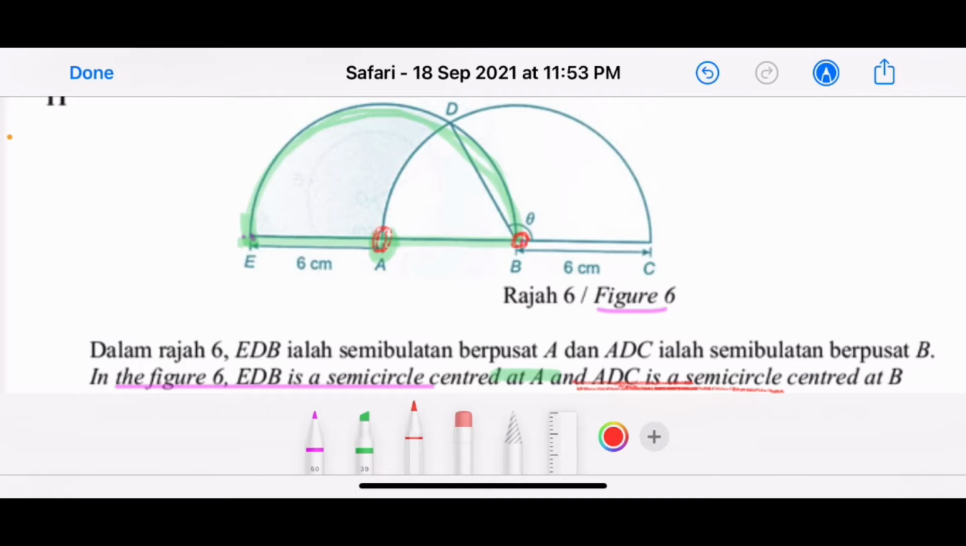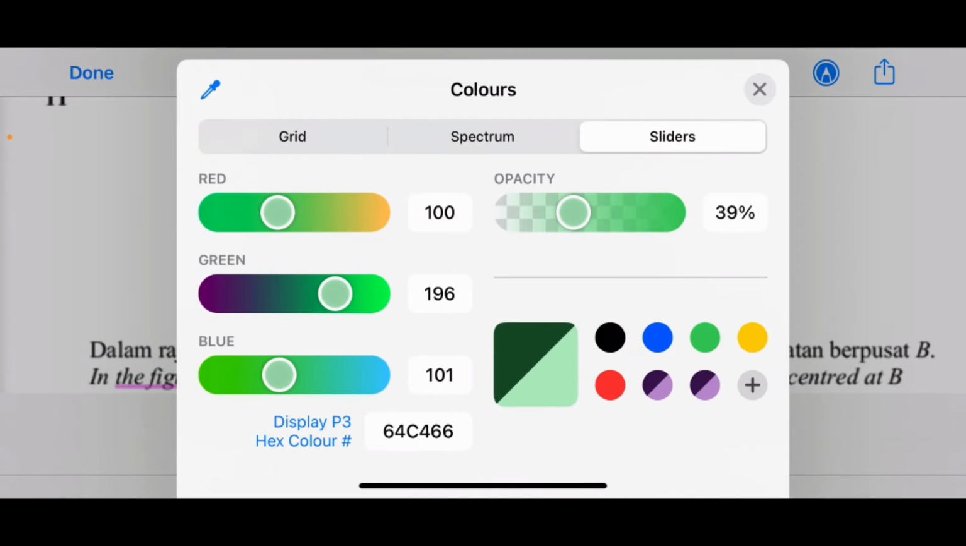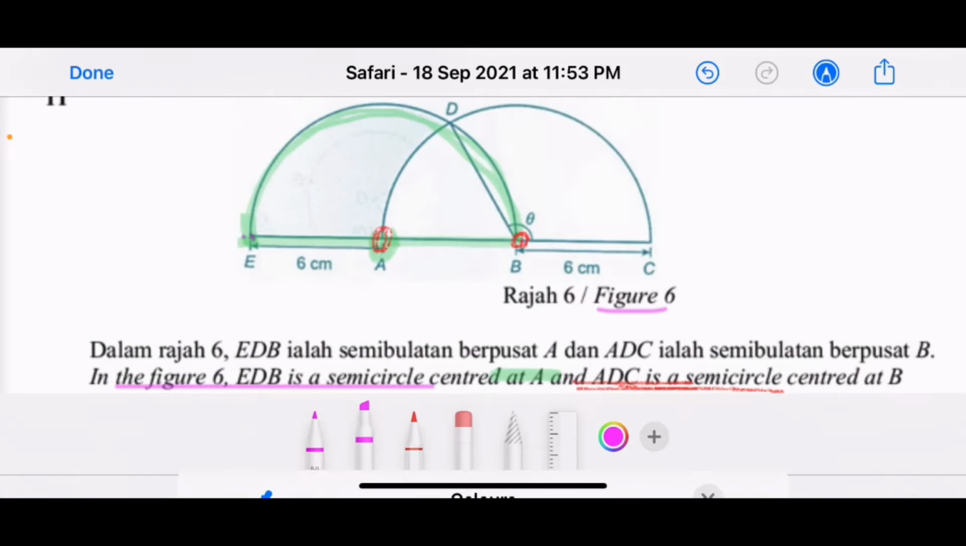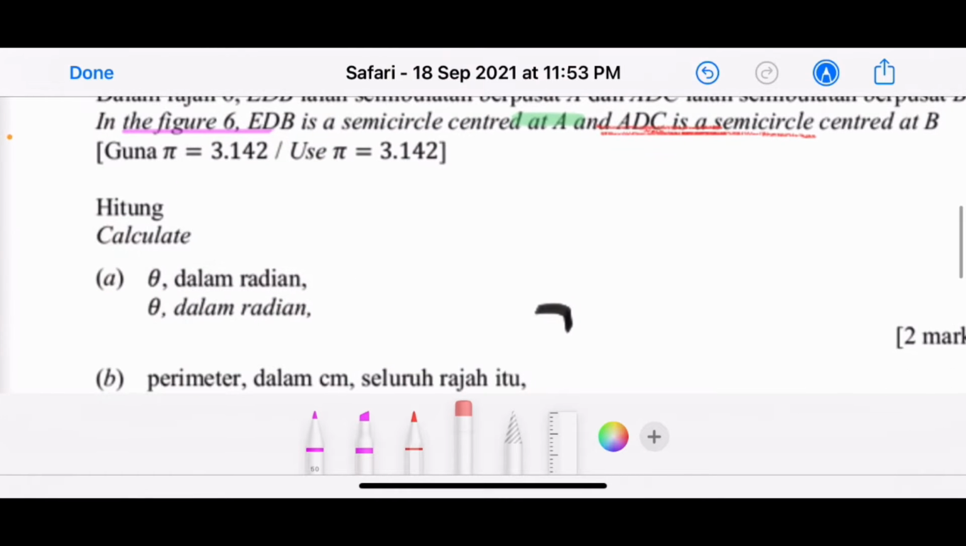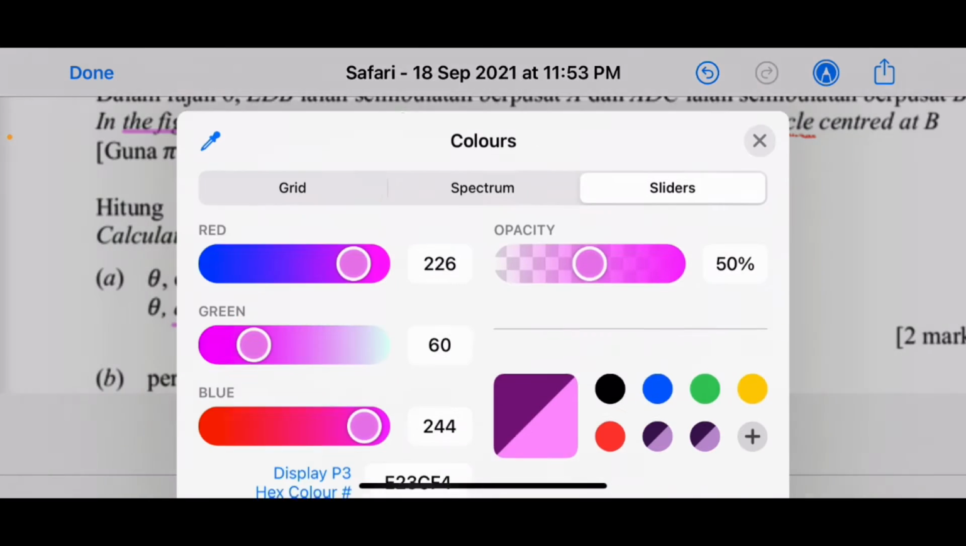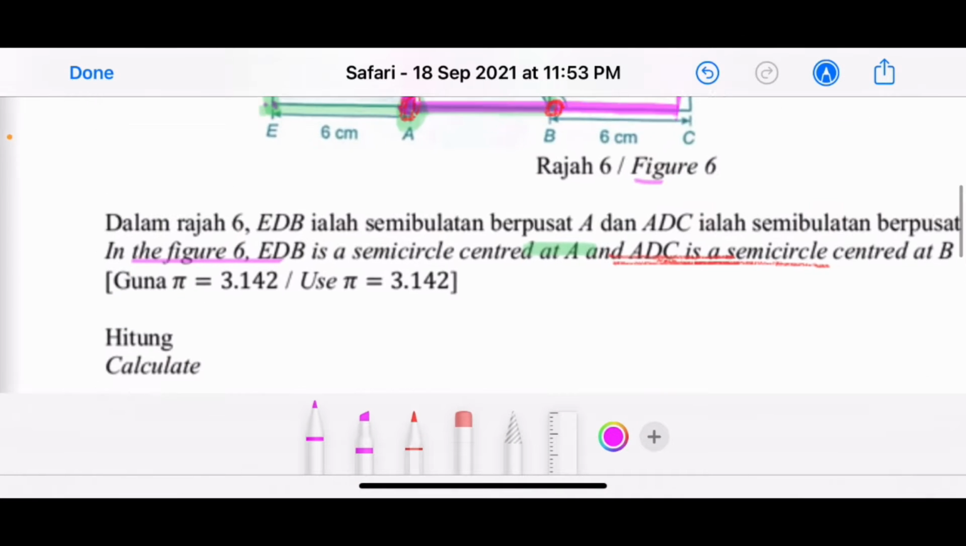Right? Okay, so looks like we have two semicircles. One is at center A, one is at center B, in pink color. You are instructed to use pi as 3.142. Don't forget, don't use the pi in your calculator. Now you're asked to find theta in radian. Let's see how to find theta in radian.